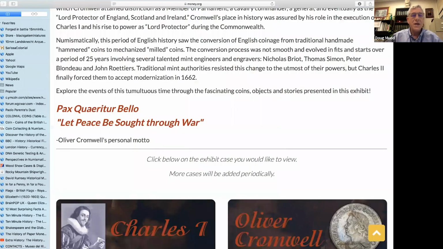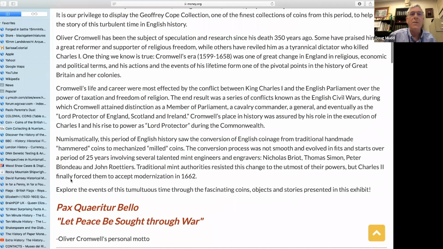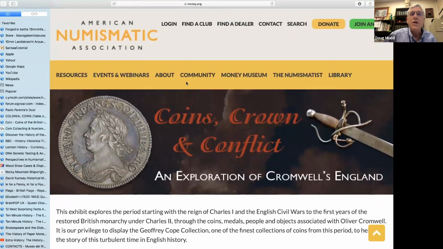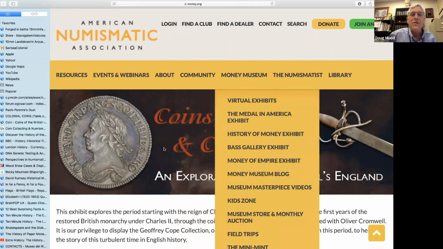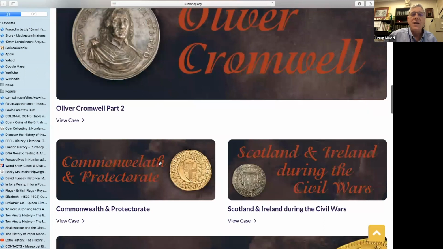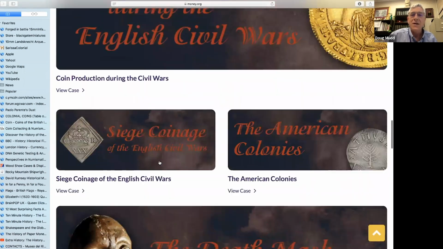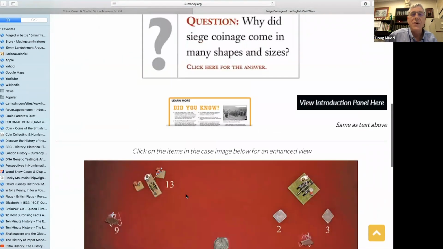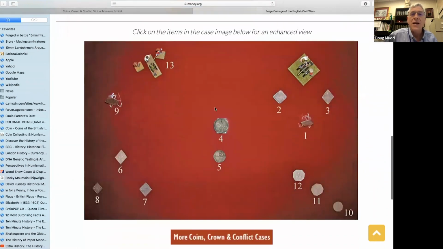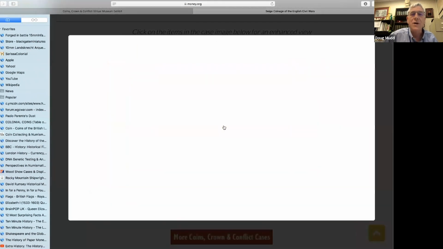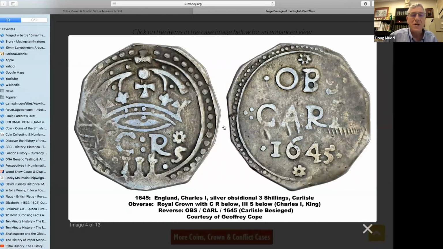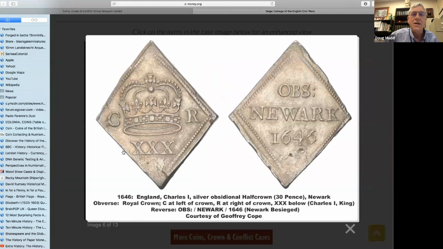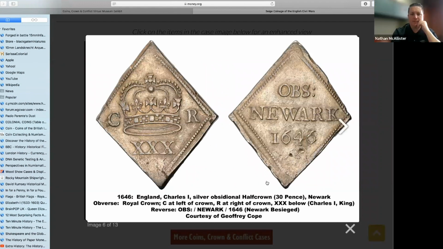And when you click here, you can see the web page where it appears. So you would go into the Money Museum, go to virtual exhibits, and you would find this page. What's neat is that you can actually go into all the cases that existed. For example, one thing we didn't talk about because they're not part of the message of propaganda, but you can get an idea of what the cases look like. And then if you click on each coin, you can see the obverse and reverse, for example, of this Carlisle piece from the Siege of Carlisle. And the stuff that we see more often, the obsidian coinage of Newark. Nice half crown.